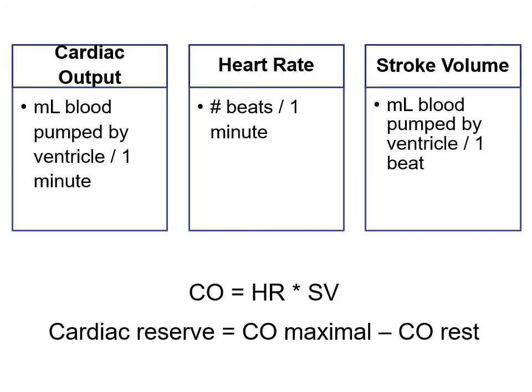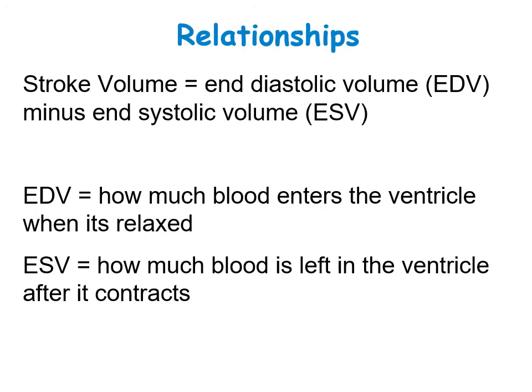In short, cardiac output is the amount of blood your heart can move through your body basically in 1 minute. Stroke volume and heart rate are continually changed to modify cardiac output in our bodies for homeostasis. Stroke volume is the difference between end diastolic volume and end systolic volume. What does that really mean? Think of it this way.